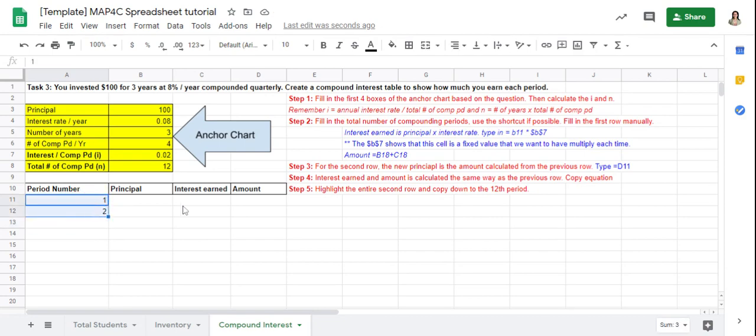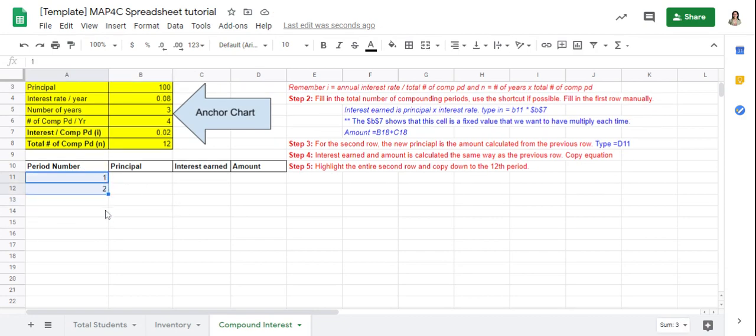Instead of me typing down all of the numbers, I'm going to highlight the first 2, and the computer will follow the pattern. Oops. I've extended my chart so that it goes from number 1 to 12.